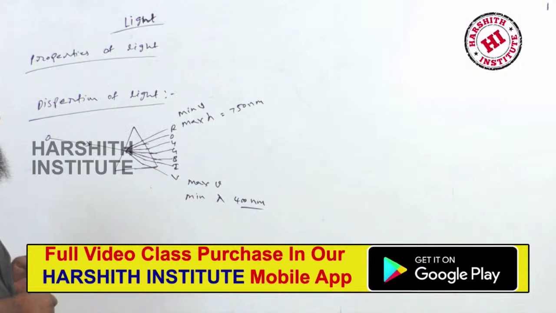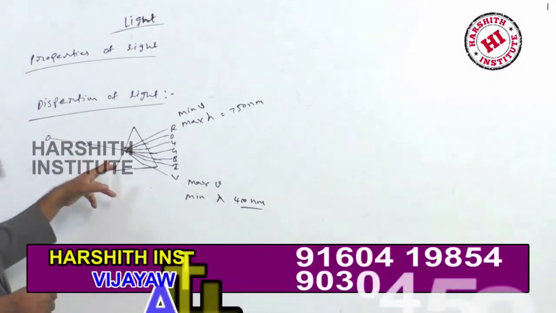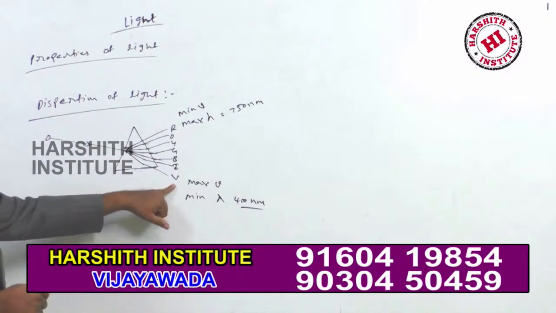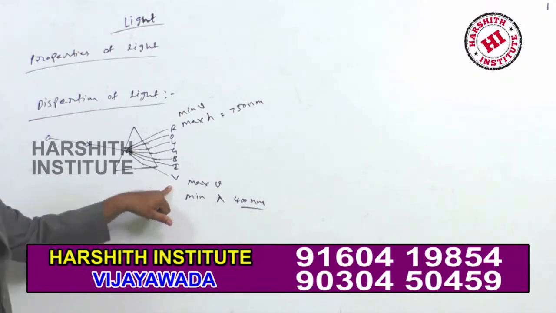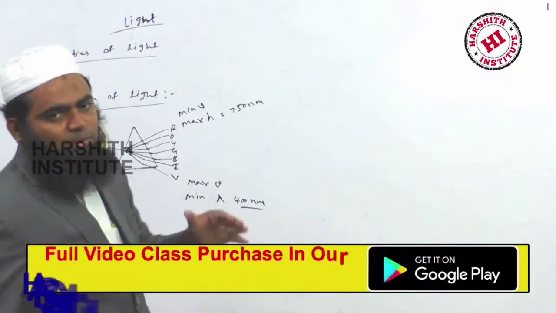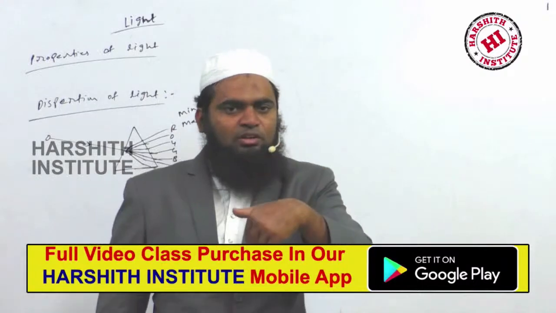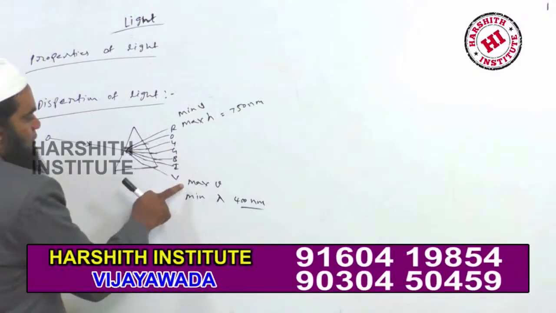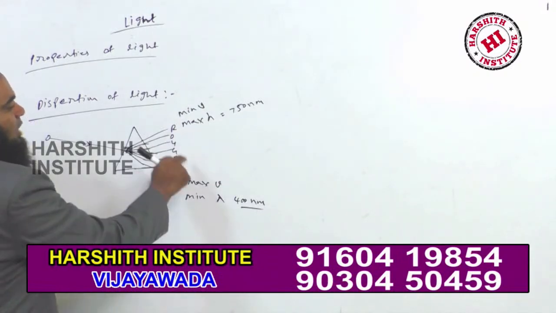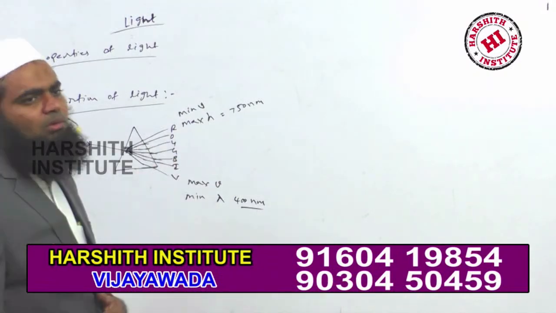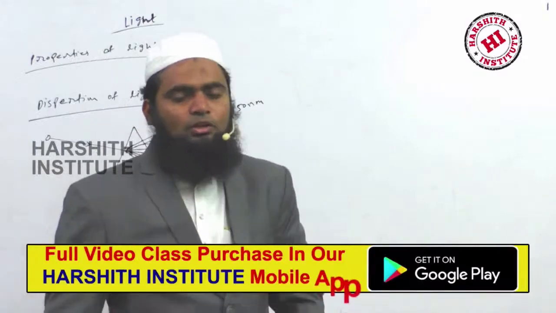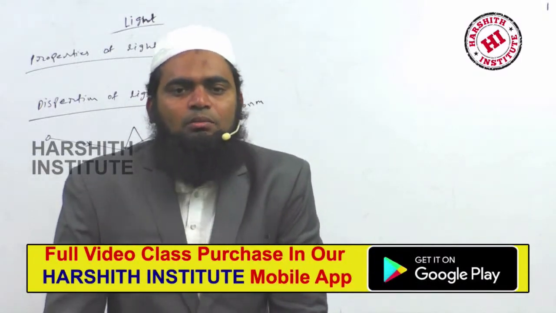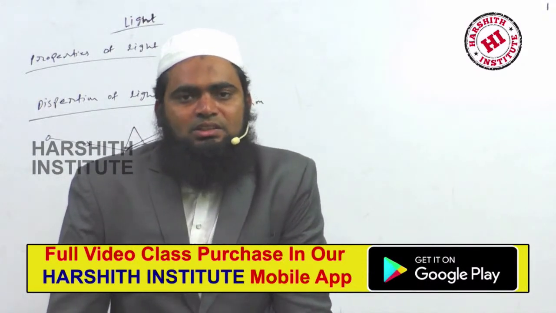So here the maximum deviation of light is the color will be here, maximum deviation will be here, violet color. So violet contains maximum deviation towards the normal. Violet is maximum deviate, red is minimum deviate. So the minimum deviating color is red color. So the red color can appear at a long distance.